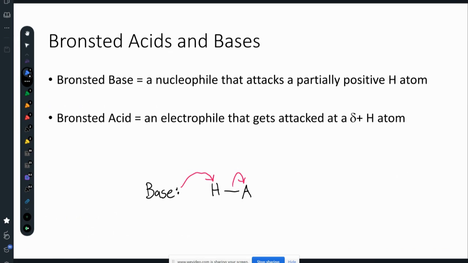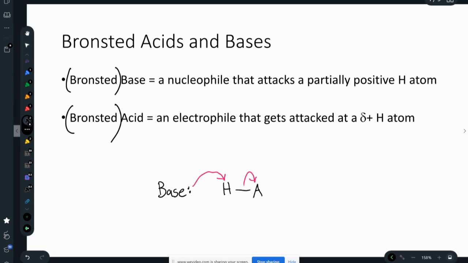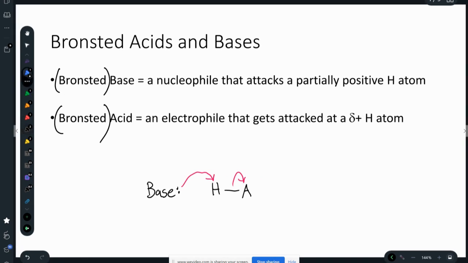So the distinction between an electrophile and nucleophile is just that if there's an H+ involved, if there's a positive hydrogen atom that's involved in the reaction, then it's an acid-base reaction. If there's not a hydrogen involved, then it's just a nucleophile and electrophile. So a Bronsted base, or a lot of times we leave out the Bronsted part, and we just say a base or an acid. A base is just a nucleophile that specifically attacks a hydrogen atom. And an acid is just specifically an electrophile that's getting attacked at a hydrogen atom.